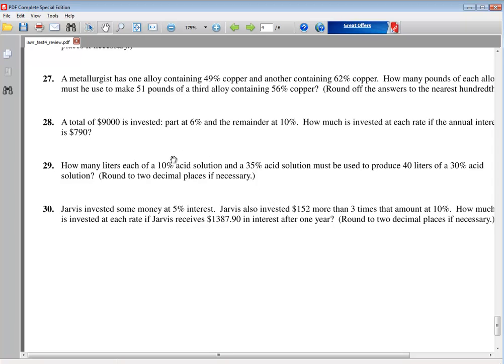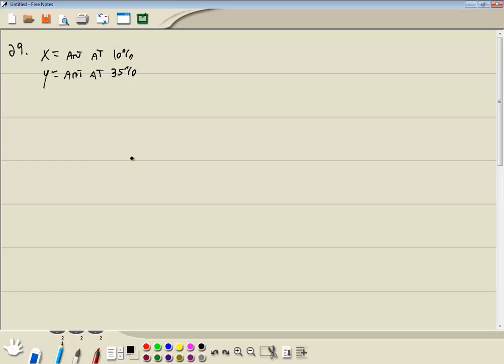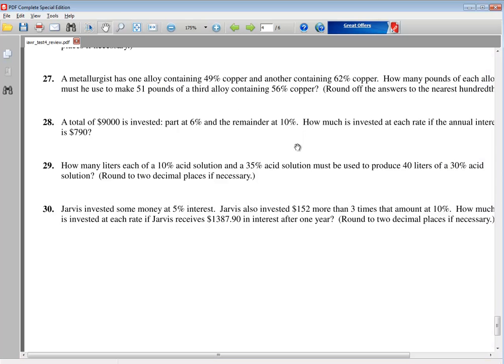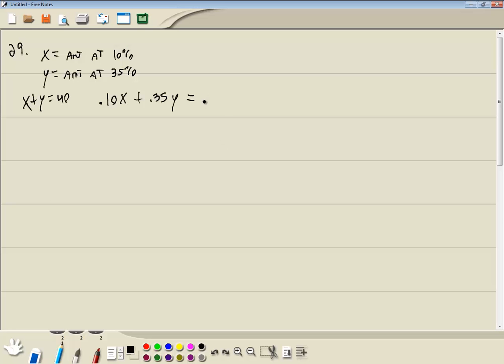Let's see. Produce 40 liters. So it looks like together they add up to 40. So x plus y is equal to 40. And mixture again is a lot easier. You take your percent times your amount plus percent times your amount equals the final percent, which they tell us is 30%, times amount, which they tell us is 40 liters.